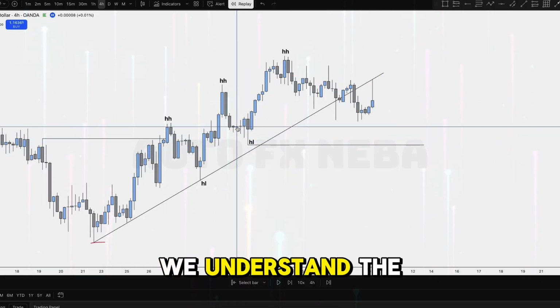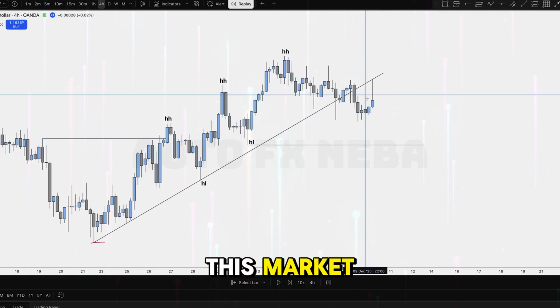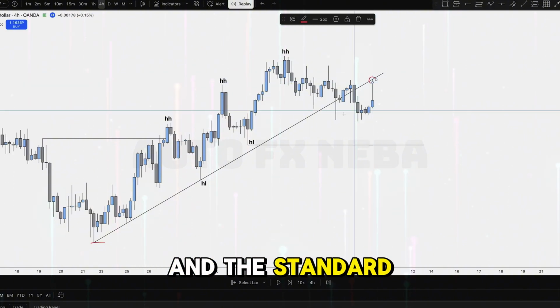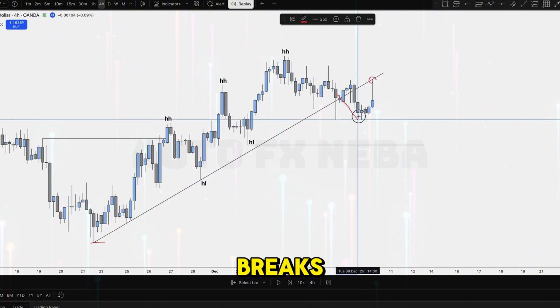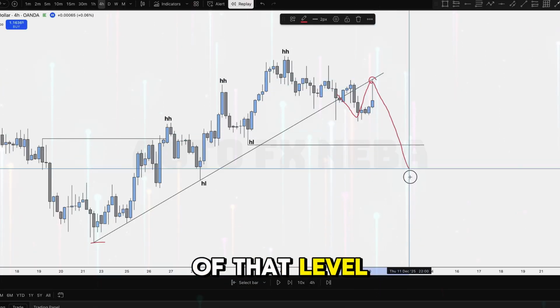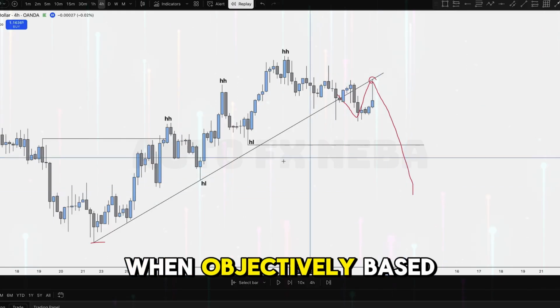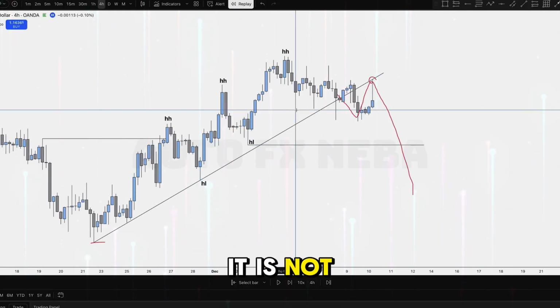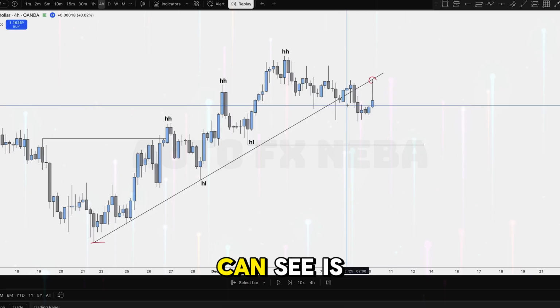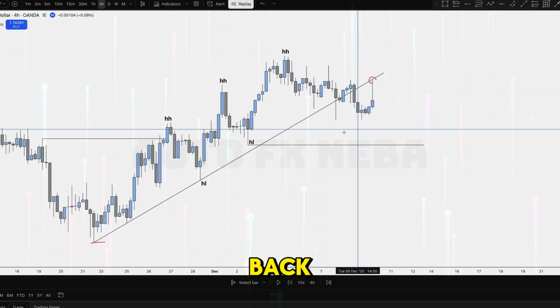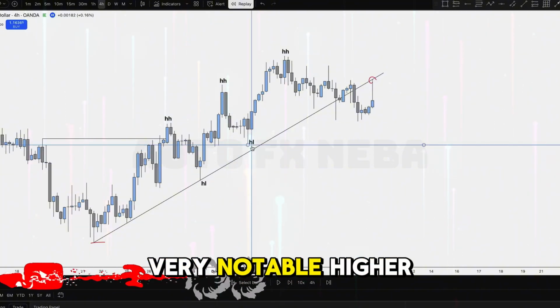Because now that we understand the real high-low structure of this market, what can we see? Well, if you were a trader who trusted this trend line, and the standard way to trade a trend line there is if it breaks, you sell the pullback and retest of that level, you'd be looking to go short here, thinking that this market was bearish, when objectively, based on the price action, it is not. It's a bullish market because all we can see is that it's created a higher high and it is now in the process of pulling back, but it hasn't broken through a very notable higher low.